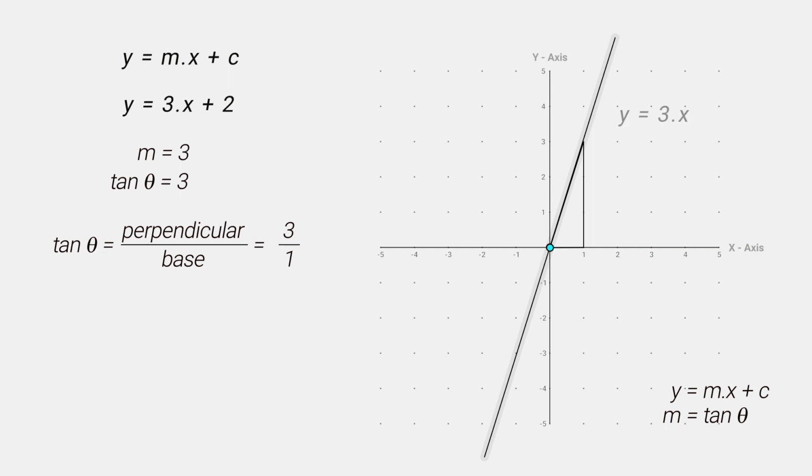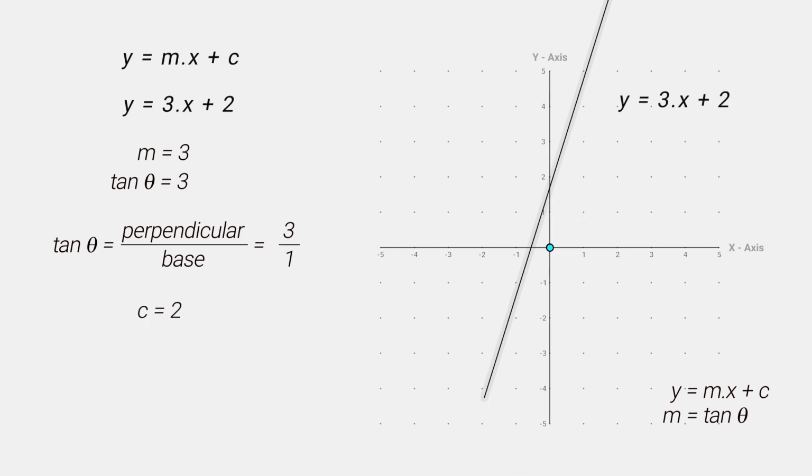This is the equation of y equal to 3x. And now y-intercept of this line is 2, so we shift our graph 2 unit upward. Similarly, you can draw any equation of line.